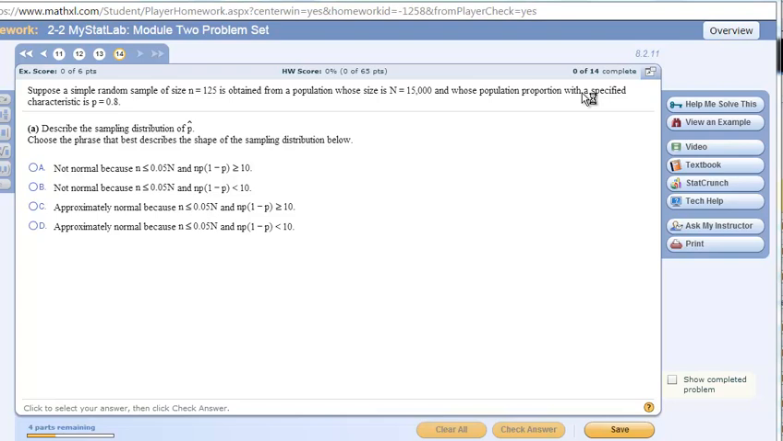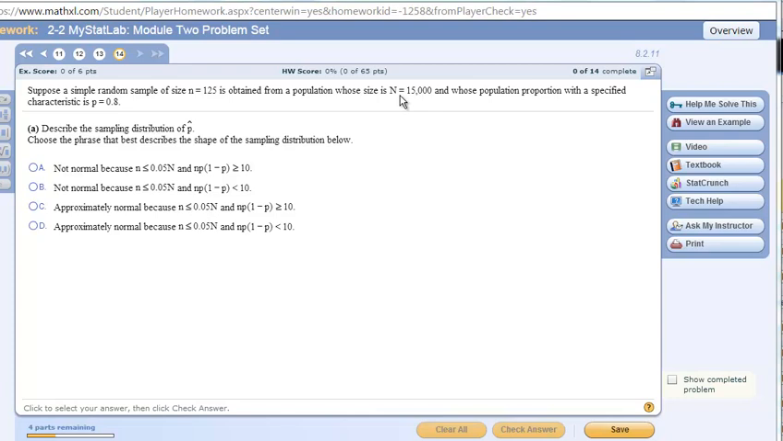So we have this simple random sample, and we're given the population and population proportion, where p is equal to 0.8. Here we're asked to choose the shape of the sampling distribution, whether it's normal or not normal. Now the formula for being normal would be this one. So we take n, the sample size, 125, and determine if that's less than or equal to 5% or 0.05 times the actual population.